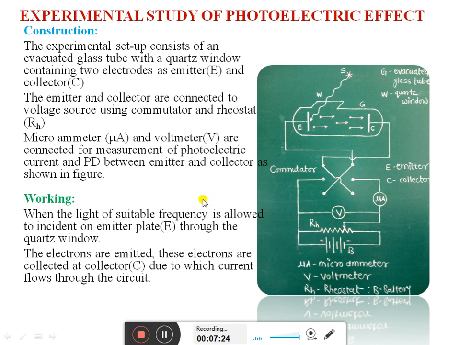So this is the actual working of this figure. When light of suitable frequency is incident on this plate, there is photoelectric emission. These electrons are collected by the collector and photoelectric current flows through the circuit. Now we have to vary the position of the rheostat so that the PD between emitter and collector gets changed and we can get increased or decreased values of current in this microammeter. But this experiment is carried out in the following three steps. These are very important. So this is actually construction and working.